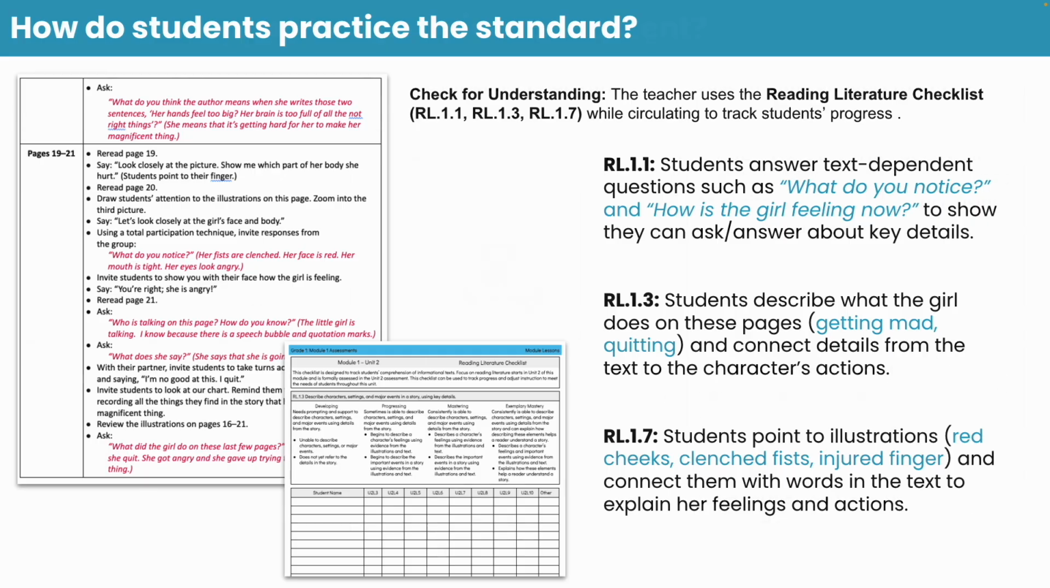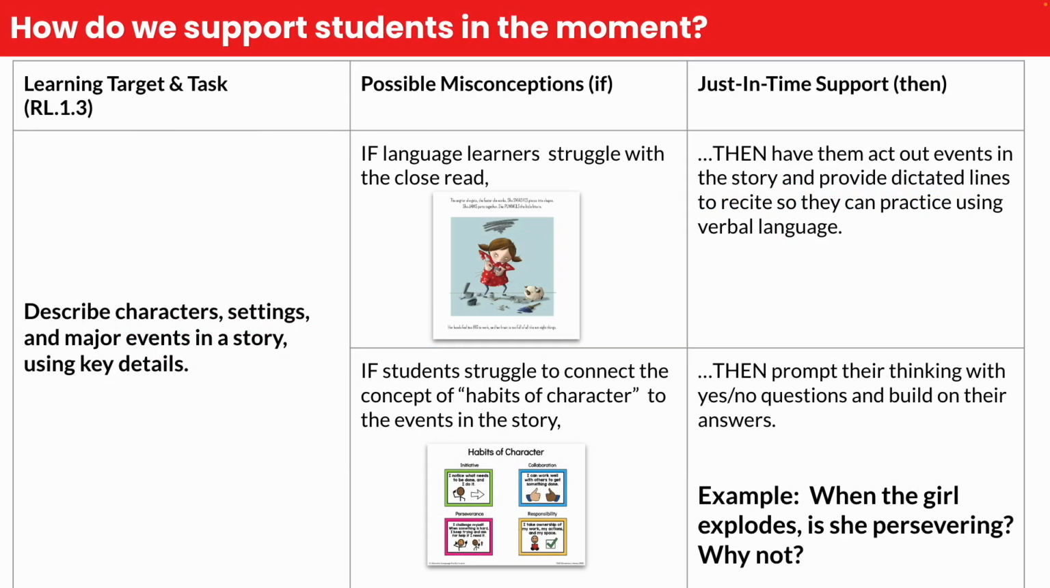She has red cheeks, clenched fists, an injured finger, and students connect them with words in the text to explain her feelings and actions. Now that we understand the teacher and student actions in Lesson 5, we can anticipate possible misconceptions and prepare just-in-time supports. If language learners struggle with the close read, then you can have them act out the events in the story and provide dictated lines for them to recite so they can practice using verbal language. If students struggle to connect the concept of habits of character to the events in the story, then you can prompt their thinking with yes or no questions and build on their answers.